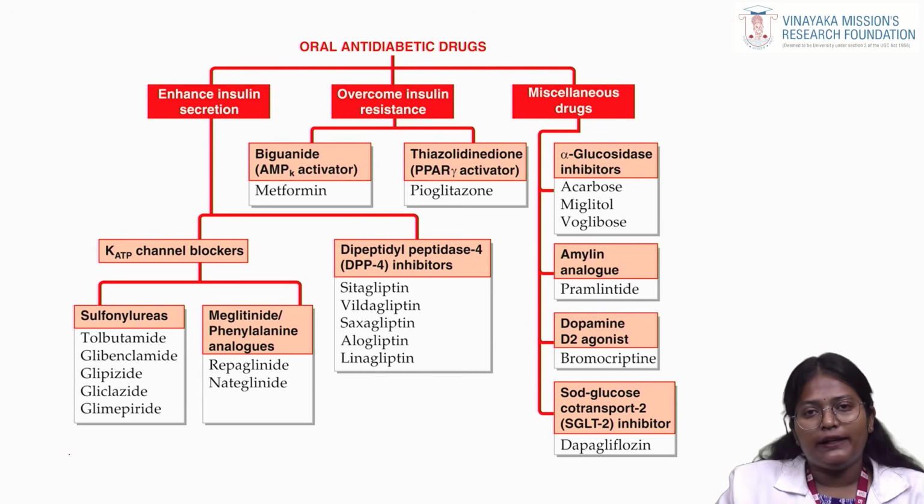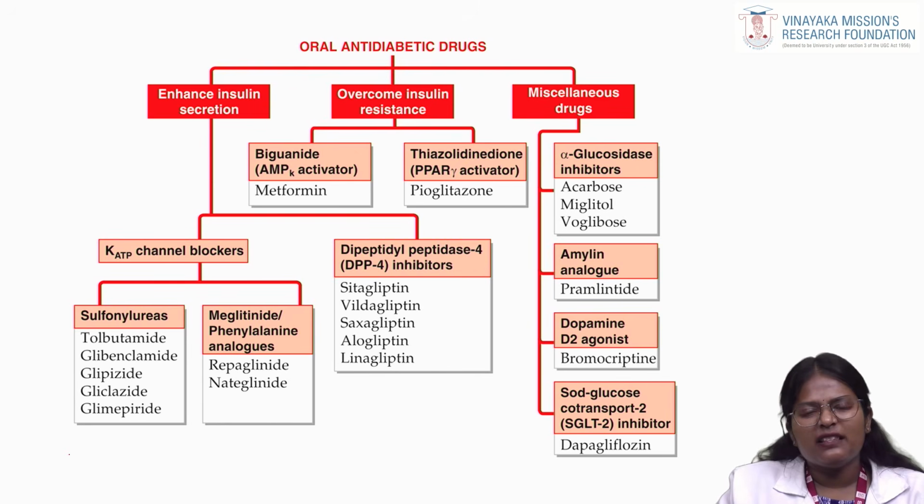So this is oral anti-diabetic drugs or OHAs, oral hypoglycemic agents. This is majorly divided into 3 types: drugs that enhance the insulin secretion, overcome insulin resistance, and miscellaneous drugs. So the drugs that enhance the insulin secretion are further classified into two types, that is potassium ATP channel blockers and dipeptidyl peptidase DPP4 inhibitors. The potassium channel blockers are further classified into two types, sulfonylureas and meglitinides.